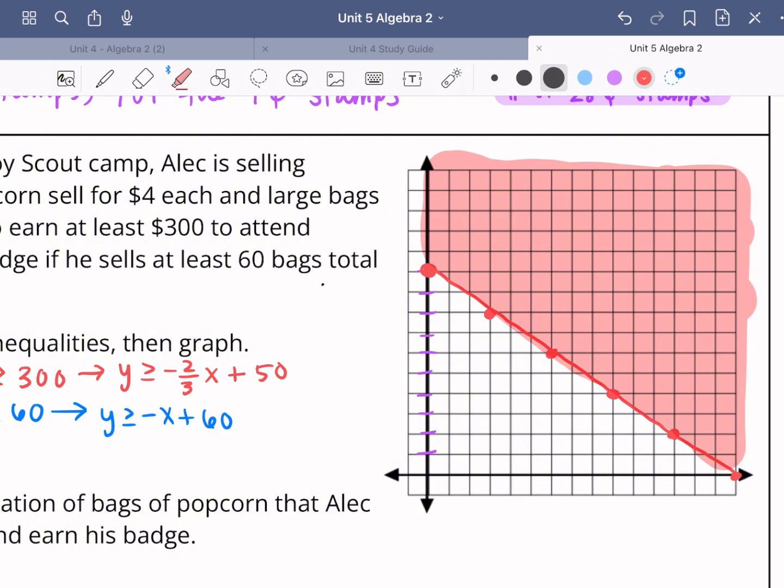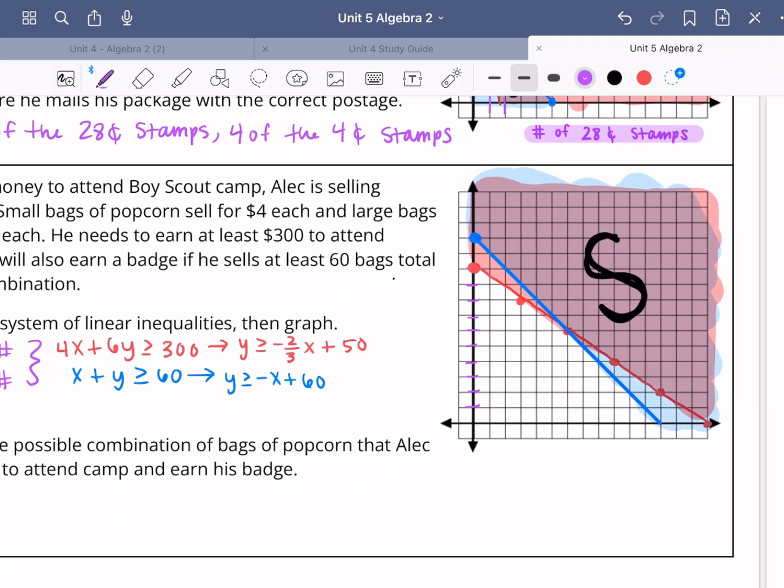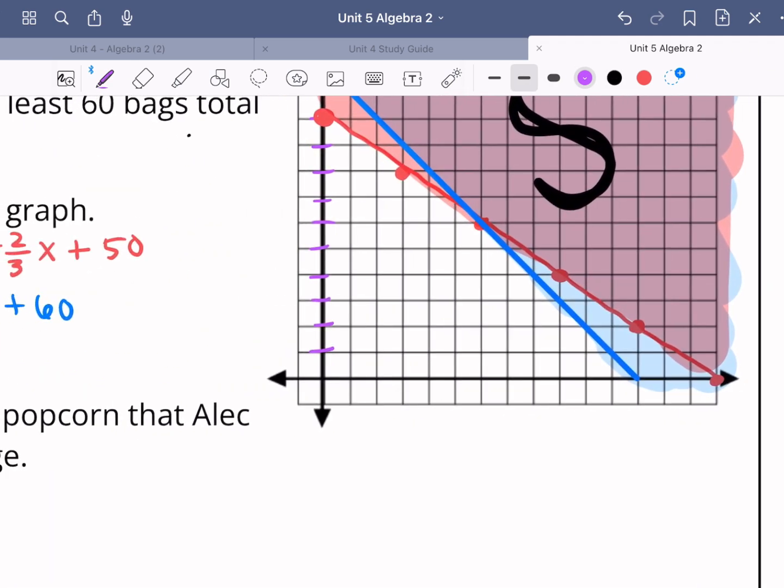And then for the second equation, we have a y-intercept of 60. So we got 55, 60 right here with a slope of negative 1. And for this one, we are also shading above. So anything in this large region here would be a solution to the system. This x-axis was the number of small bags, and we have large on the Y.